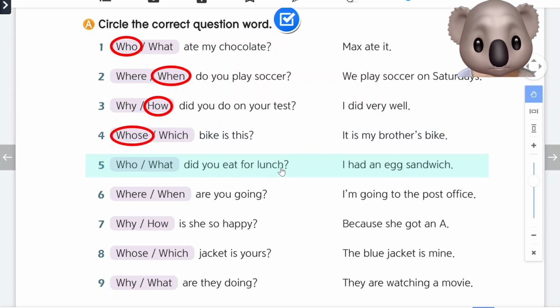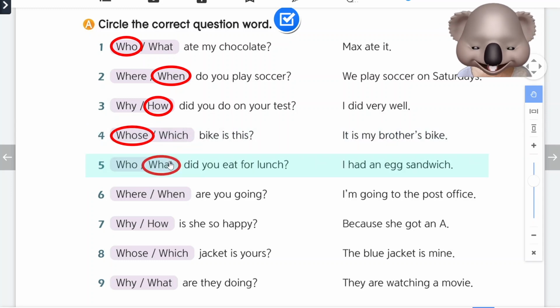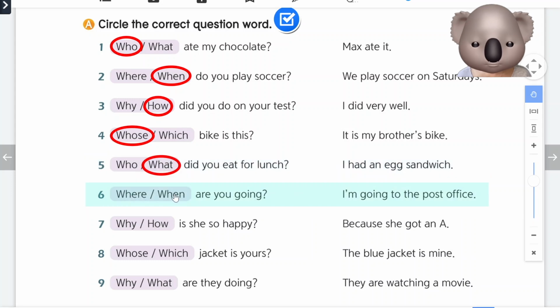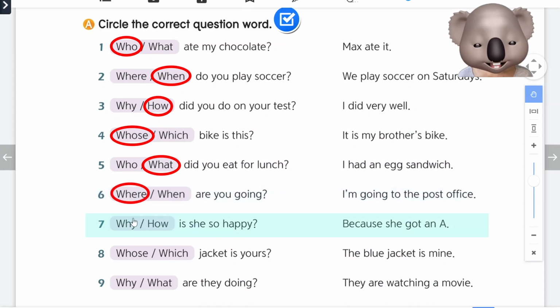Number 5, who 또는 what did you eat for lunch? Who did you eat for lunch? 는 아니잖아요. I had an egg sandwich. Egg sandwich는 사람 아니고 우리 사람 먹는 거는 아니잖아요. So we will say what did you eat for lunch? Number 6, where 또는 when are you going? I'm going to the post office. 위치가 나오네. 그럼 어디를 사용해야죠? Where are you going?